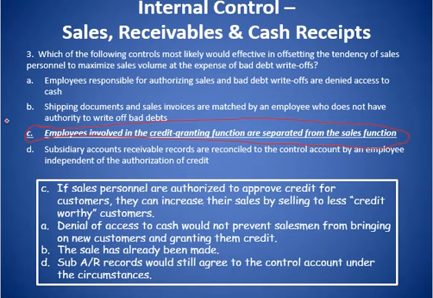Okay, and the other areas, A, denial of access to cash wouldn't prevent salesmen from bringing on new customers and granting them credit, because the credit has nothing to do with access to cash. The sale's already been made with B and D. Subsidiary accounts receivable records would still agree to the control account under the circumstances. So let's go on to number 4.